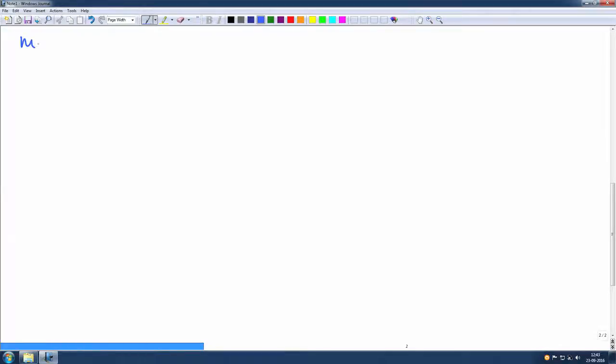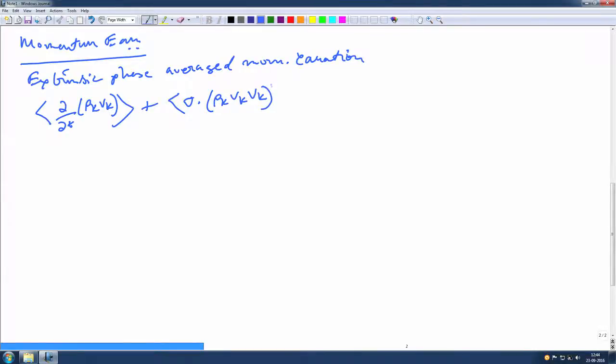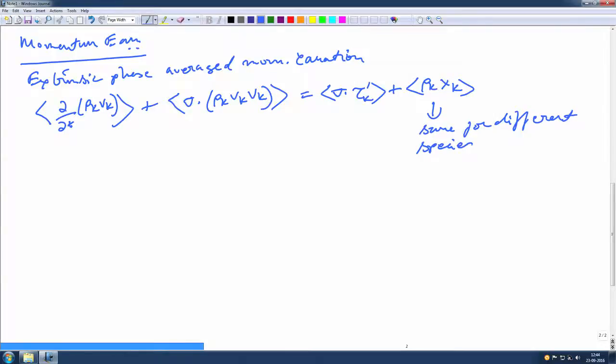Moving on, let us go to the momentum equation. Now the extrinsic phase averaged momentum equation, plus the body force term, which is the same for different species, if we assume it that way.